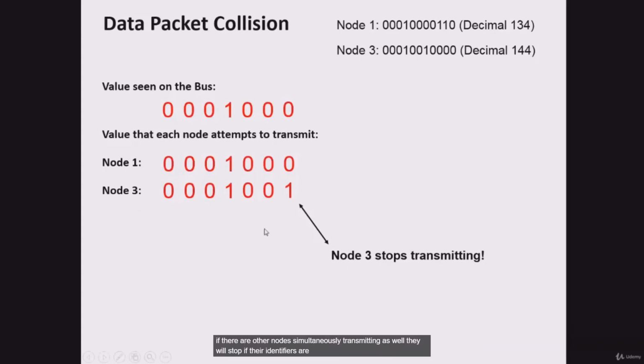Now, if there are other nodes simultaneously transmitting as well, they will stop if their identifiers are higher. So node 1 wins the battle. This is how non-destructive collision detection takes place at the bit level. This is how the message identifier, which is also our network arbitration field, does its arbitration and handles the collisions. This is a really, really important point. I think it's the most important point about CAN bus and CAN bus activity on the network, something for you to understand in a concrete way. So that's non-destructive collision detection at a byte and bit level.